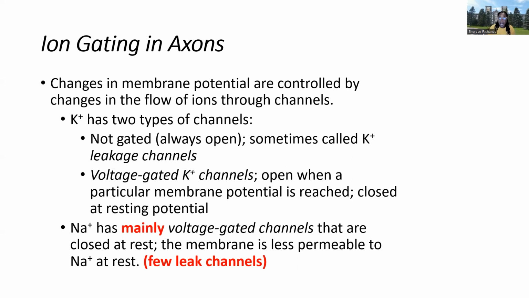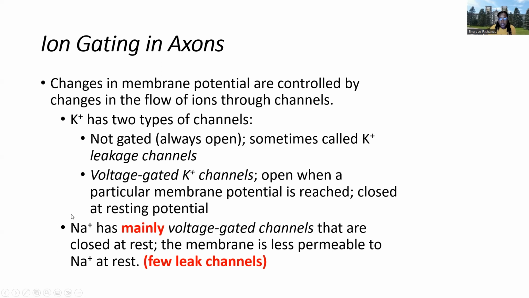Potassium has the not gated leak channels that are always open. This is just recalling here that this is how we have the increased permeability for potassium. Potassium also has gated channels, which are open when there is a specific membrane potential threshold reached. They're going to be closed typically when the neuron is at rest. But again, once we get to that specific membrane potential threshold, these channels will open up and they're going to be responsible for certain aspects of the action potential.